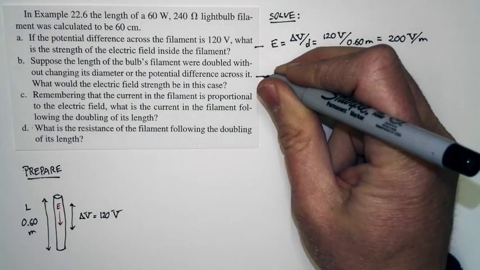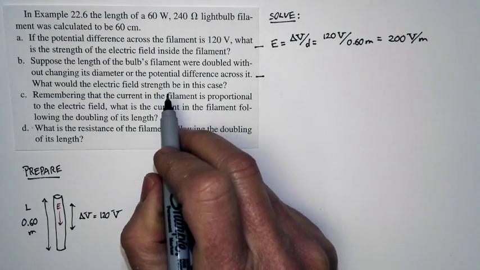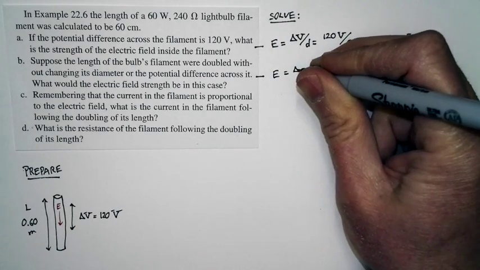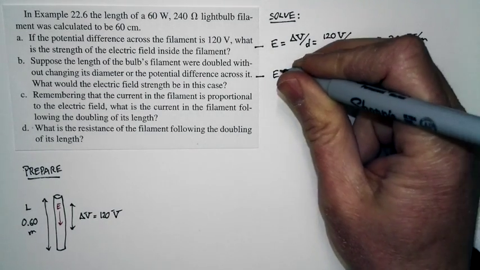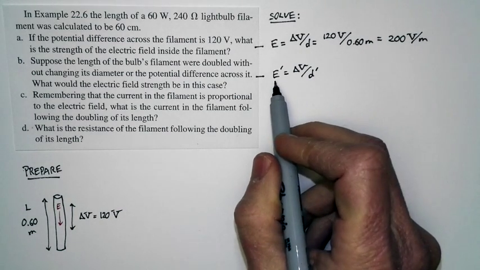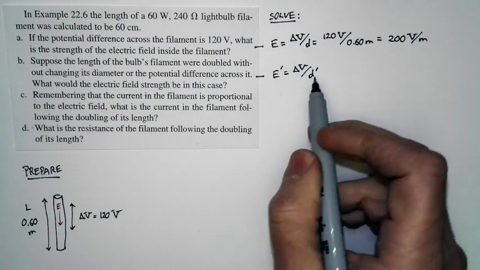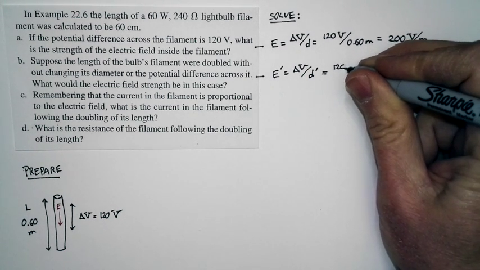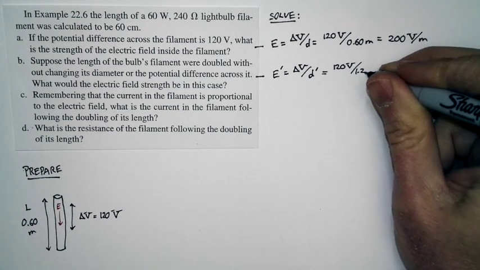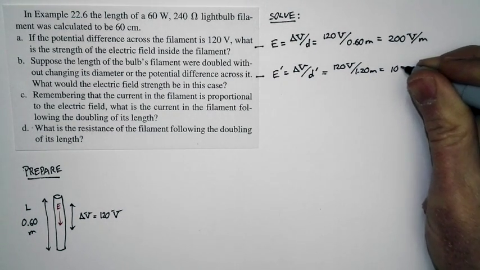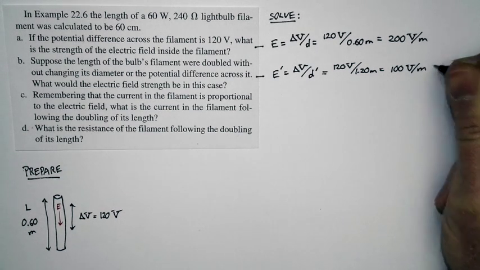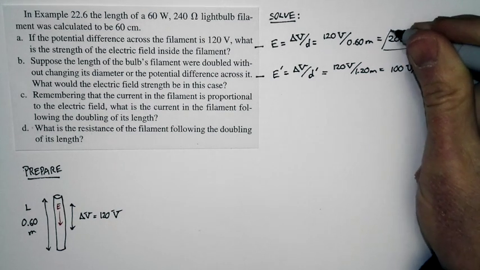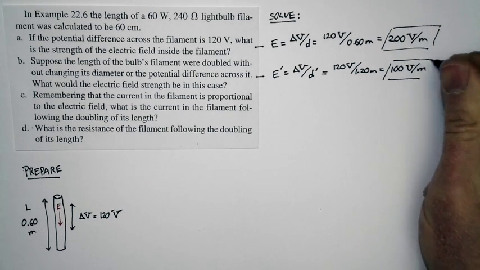Now, if we double the length of the filament without changing the diameter or the potential difference across it, what's the new electric field? Well, the new electric field is just, again, delta V over d, except let's let it be primed here. So the new electric field is the same potential divided by the new distance. The new distance is not 0.60 meters, it's double that. It's 1.20 meters. And so I end up with an electric field of 100 volts per meter. And that makes sense. I have twice the distance, and so I expect half the electric field. That's exactly what we'd expect.